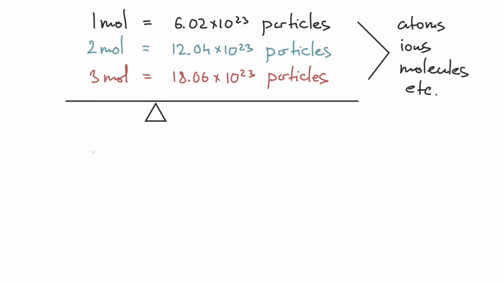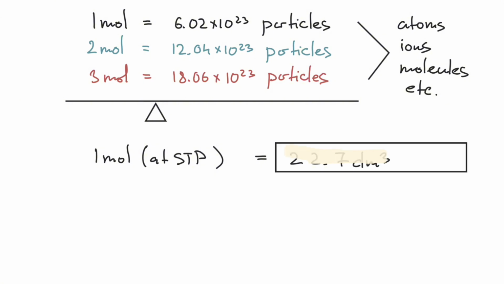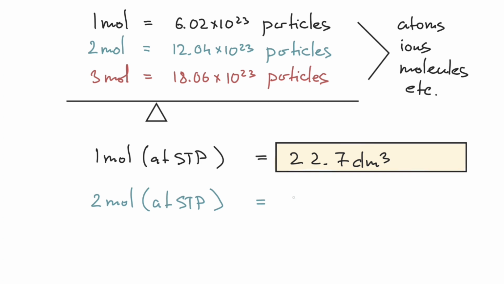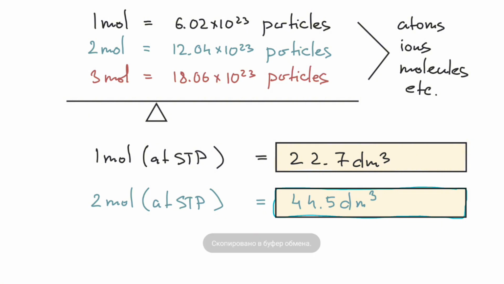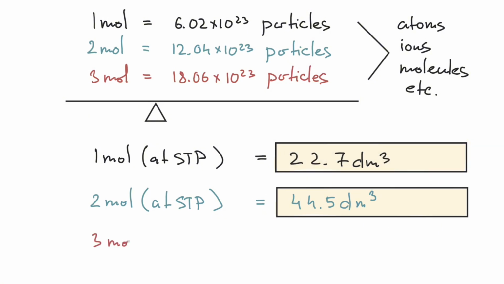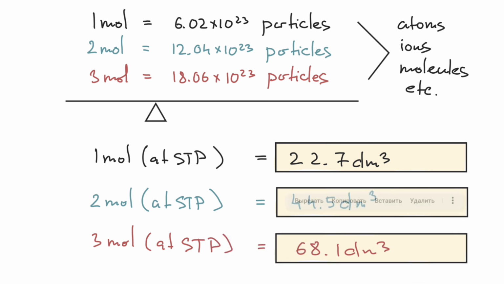The same with the third formula. If you have 1 mole of gases at standard temperature and pressure, it will take 22.7 decimeter cube. And if you have twice more moles at the same condition, it will take twice more space. So it will be 44.5 decimeter cube. And the simple proportion, guys, here, 3 times more at the same condition, 3 times more space required for the gas, 68.1 decimeter cube.